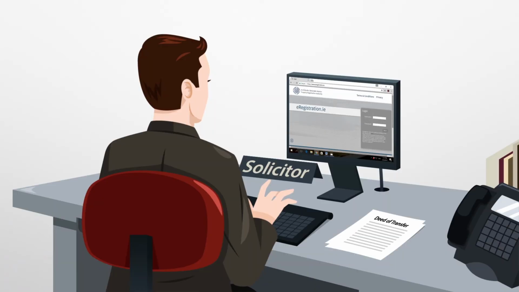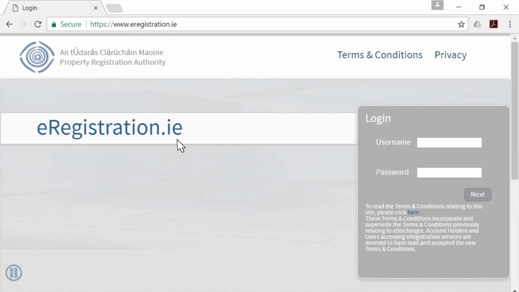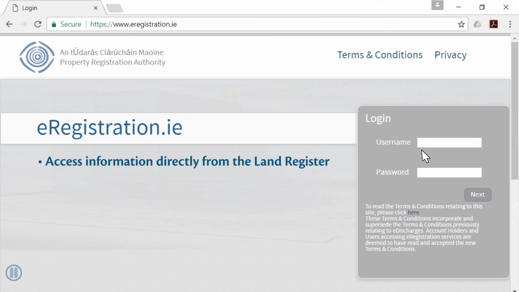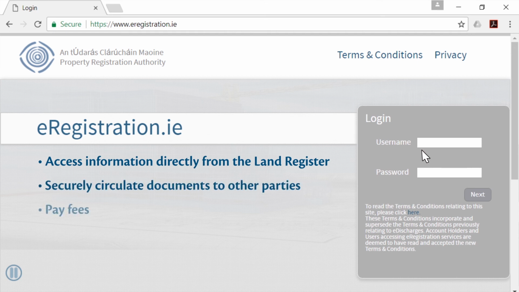Finally, it is important to note that you may wish to avail of our e-registration service. This allows practitioners to draft deeds of transfer using information directly from the Land Register, securely circulate documents to other parties, pay fees, and correspond electronically with the Property Registration Authority.